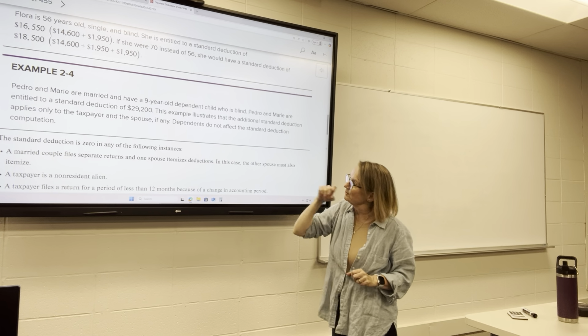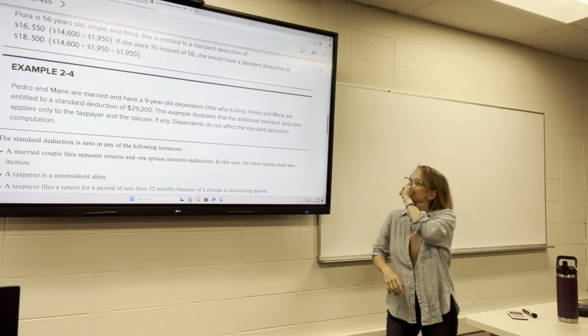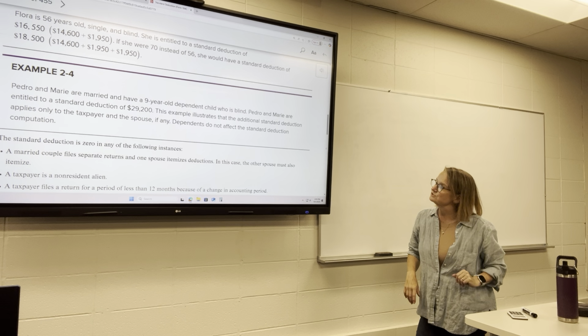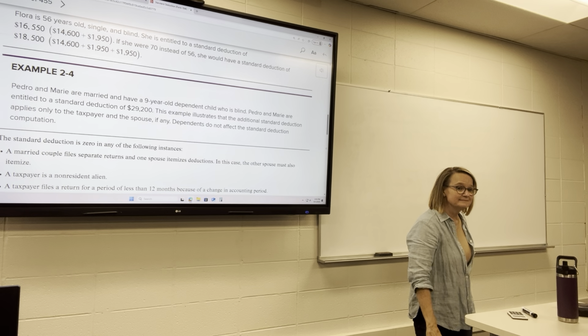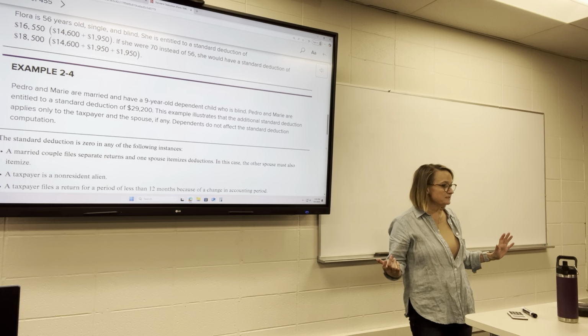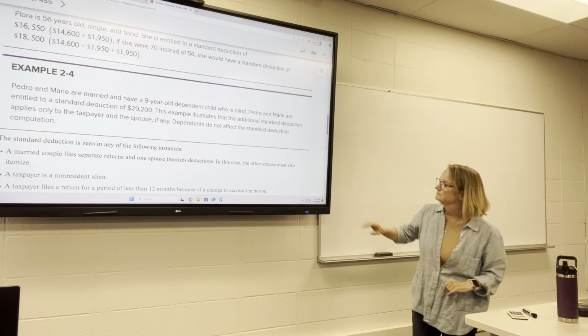They got Pedro and Marie married. They got a 19-year-old dependent child who is blind. Pedro and Marie are entitled to a standard deduction of $29,200. That's it. Nothing additional for the dependent. It's only for the taxpayers. Okay?